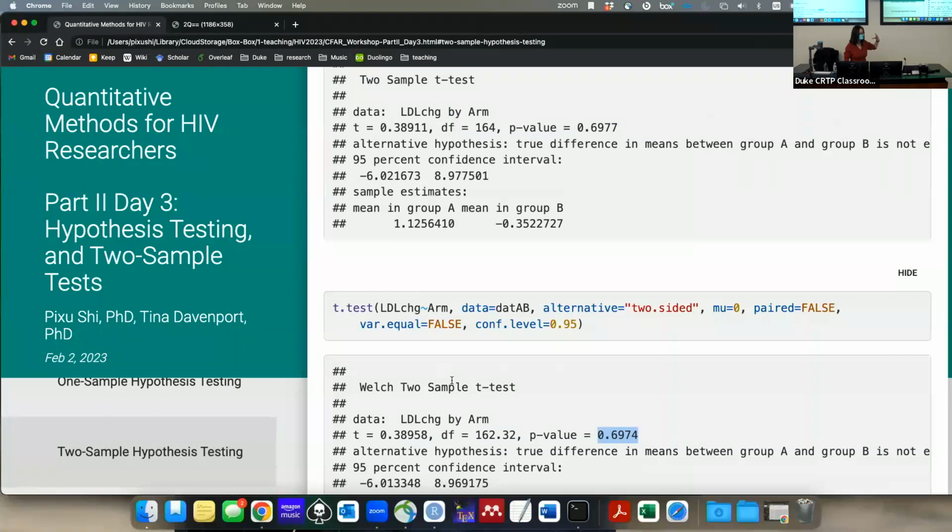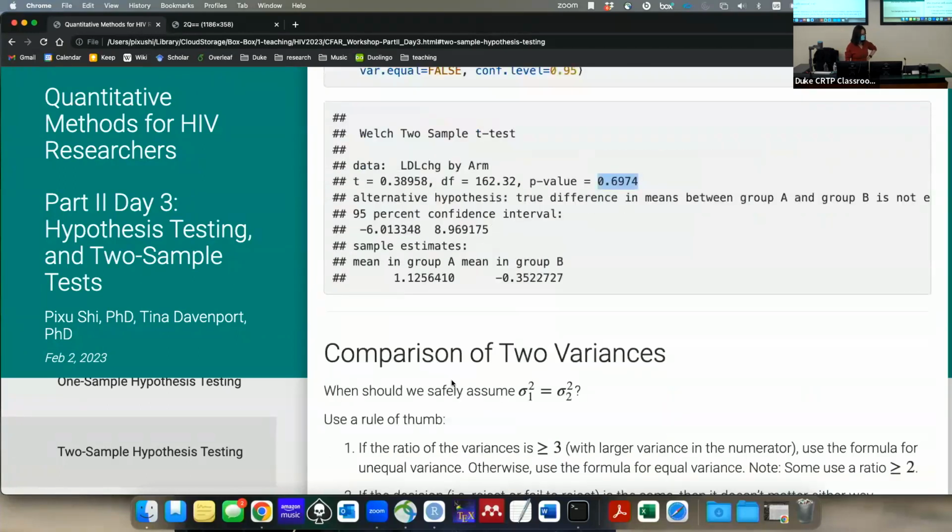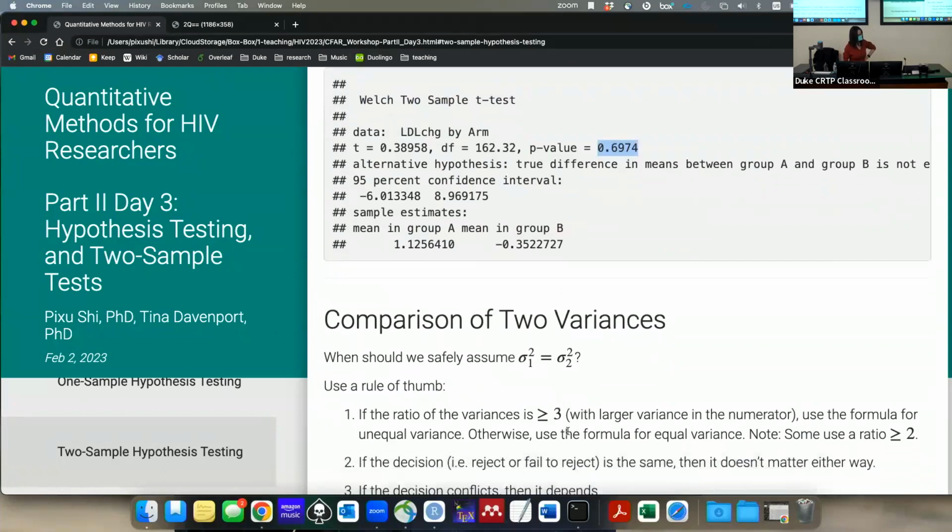So which test to use? How do you know if the two groups have equal variance or not? Well, there are tests you can do to check. Here we have some rules of thumb. You can calculate the sample variance of the two groups and take the ratio of the two variances. If the ratio is larger than 3 or smaller than 1/3, you can say the difference in the variance is very large, and it's better to use the unequal variance test.